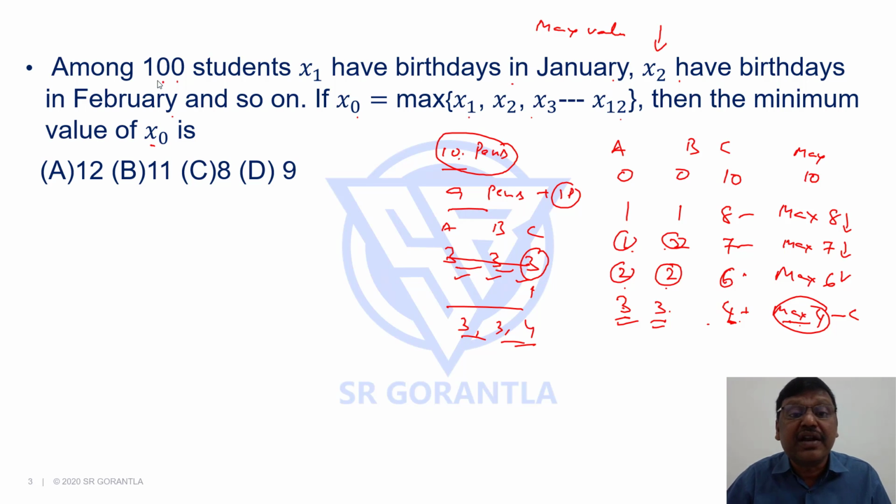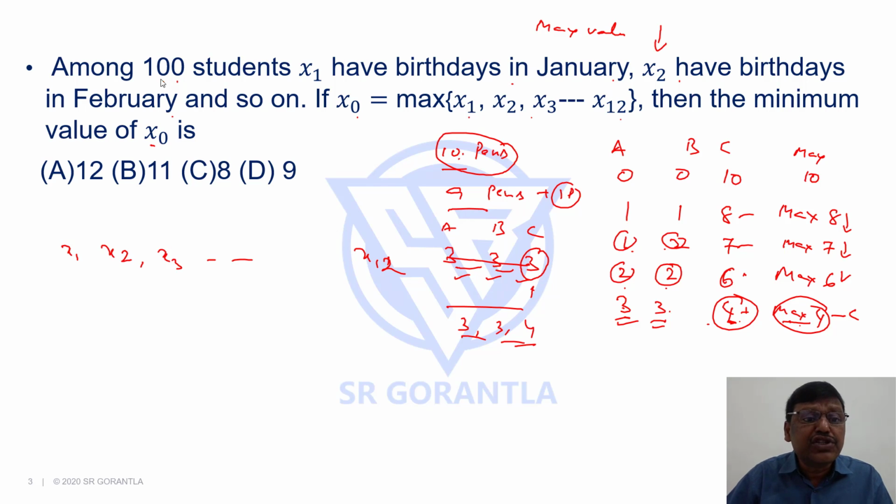Now, if I distribute these 100 students among the 12 months equally, or if not, at least as close as possible, then the highest value I get will be at a minimum, like this case. Now I have 12 months, X1, X2, X3 and so on till X12. Now if I have to distribute these 100 students among 12 months, how many times does 12 go in 100? I want to distribute equally. Is it possible? Is 100 exactly divisible by 12? No. 12 8s are 96.